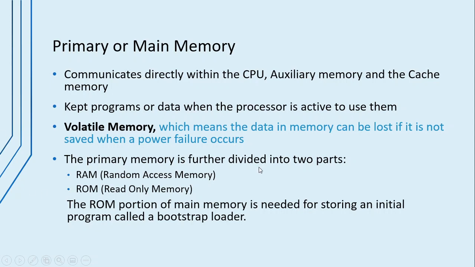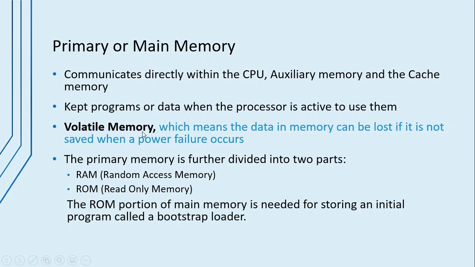So primary memory is further divided into two parts, that is RAM and ROM. RAM stands for random access memory, in which you can perform read and write operations, and ROM, that is read only memory.